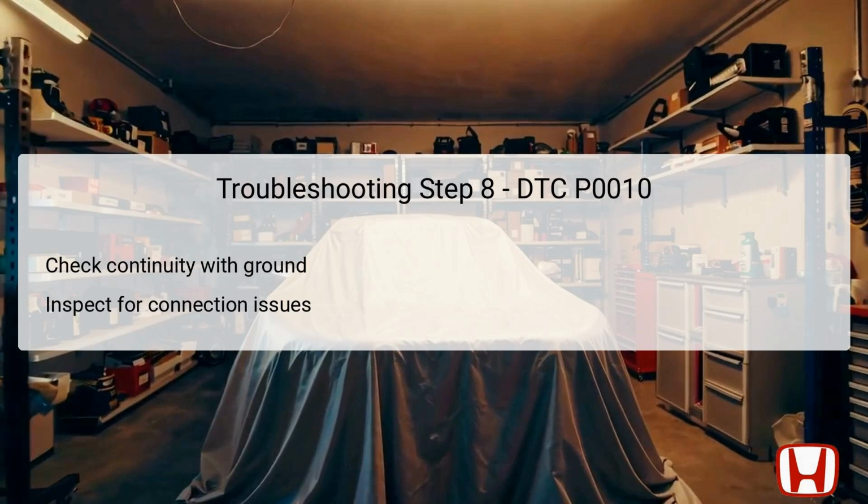In this 8th step, technicians will check for continuity between terminal number 1 of the VTC oil control solenoid valve 2P connector and the body ground. Establishing continuity is important to determine whether the electrical path to the ground is intact. A good connection will indicate that there are no breaks or interruptions that could affect the solenoid's operation. If continuity exists, this helps validate that the electrical system is functioning correctly.